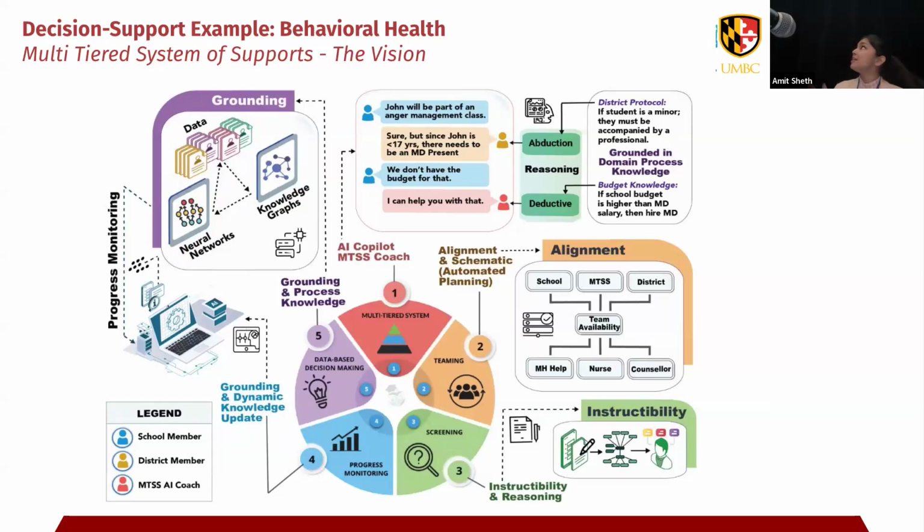So this slide right here is the big picture or the vision of how we are going to solve this problem, right? In the center, you see the 5 core elements of MTSS. The first one is the framework itself. The second is teaming, because you have different team members. You have your counselors, your educators, your administrators, the family. They all need to come together and sit and discuss. And that's not always going to be easily possible because everyone has very busy schedules.